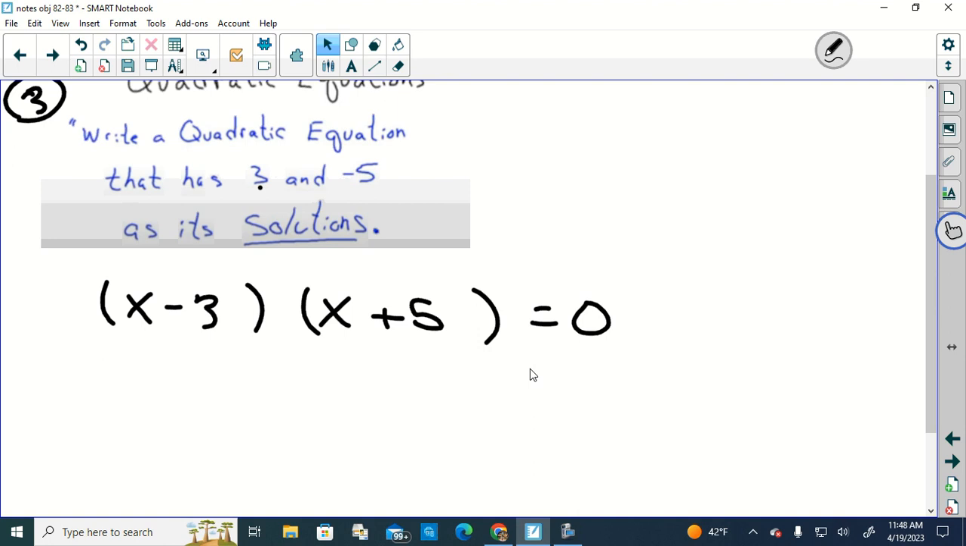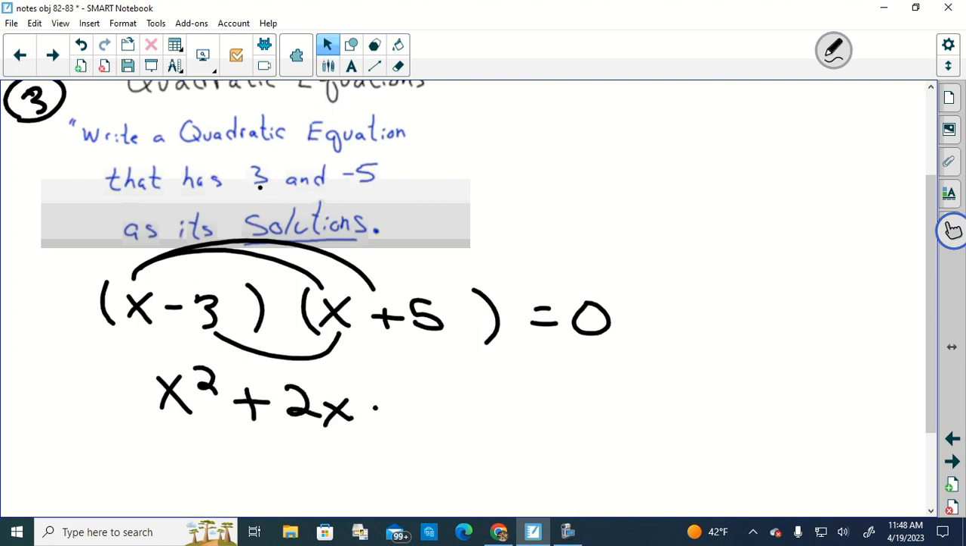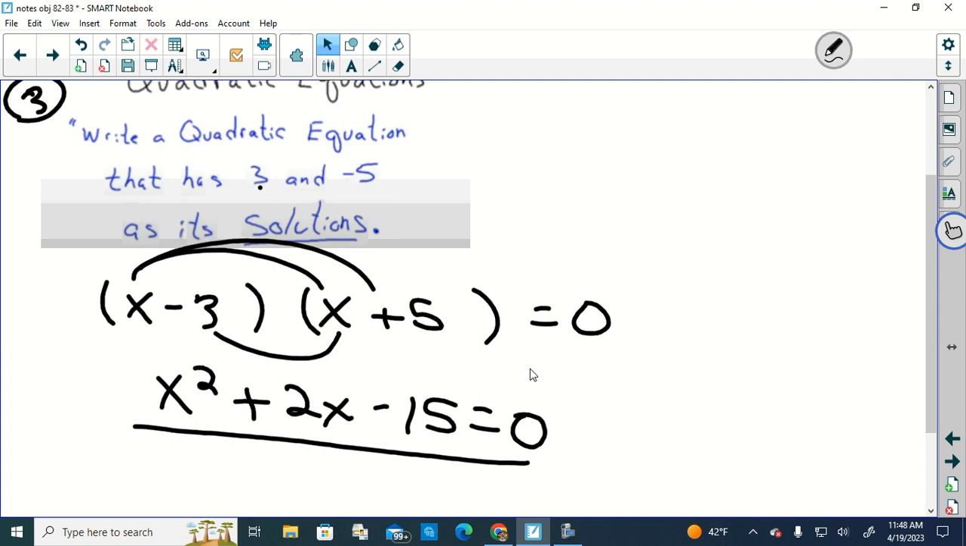So now we're just working our way backwards like we were on that previous page. Now I just need to distribute and write the quadratic equation. So x times x would be x squared. I'd add 5x and a negative 3x, so that gives me a positive 2x minus 15 equals 0. That's what we're looking for. That's your answer. Don't say, I know it's easy right now. Let's wait. Well, you tell me in a couple more problems.